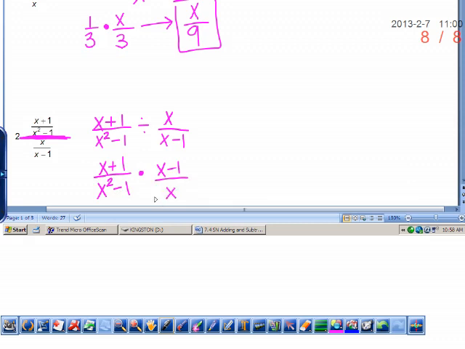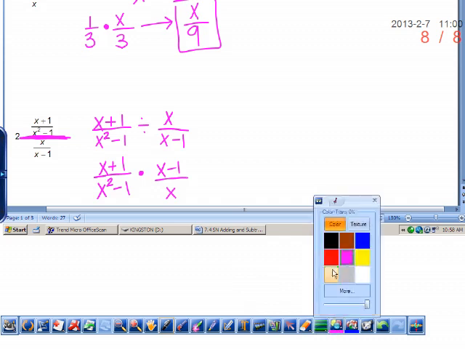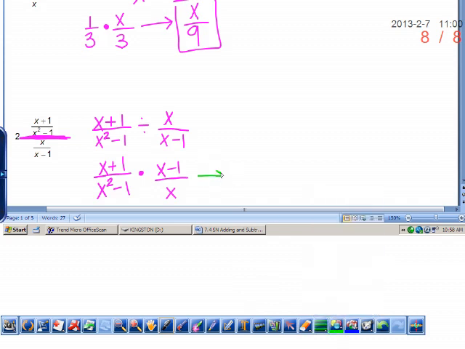Now, these 2 fractions are being multiplied, correct? When we multiply rationals, our goal is always to get everything as factored as possible so we can cancel stuff out. Do you see anything here that can be factored? Good. So my x plus 1 is a factor on top. X squared minus 1 becomes x plus 1 times x minus 1 times x minus 1 over x.